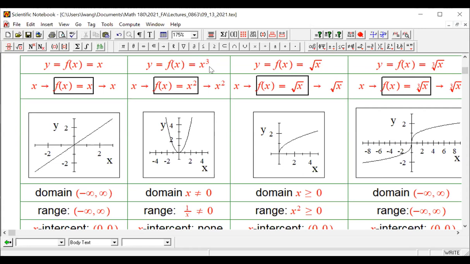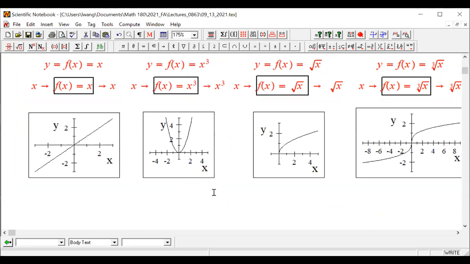And this function, wait, what did I do here? Did I make a mistake here? So this should be x. Did I make a mess here? X raised to the power 3. This should be x to the power 3. Oh my God, I made a mistake. The domain is all real numbers for x raised to the power 3.